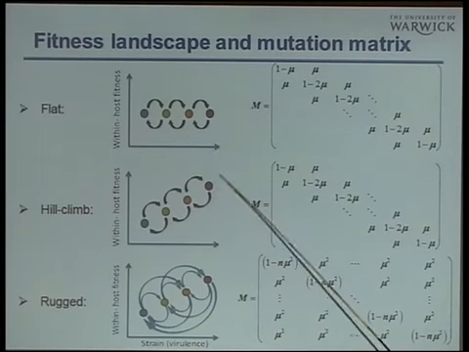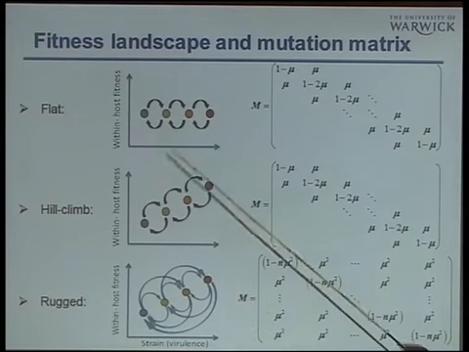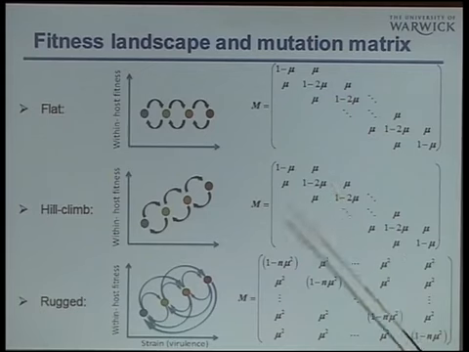Or they can have a different fitness, and strain N can be fitter than the others, but still you can only move one step at a time. Or you can have, so this is the flat fitness landscape, this is a hill climb, and this is what we call the rugged fitness landscape.